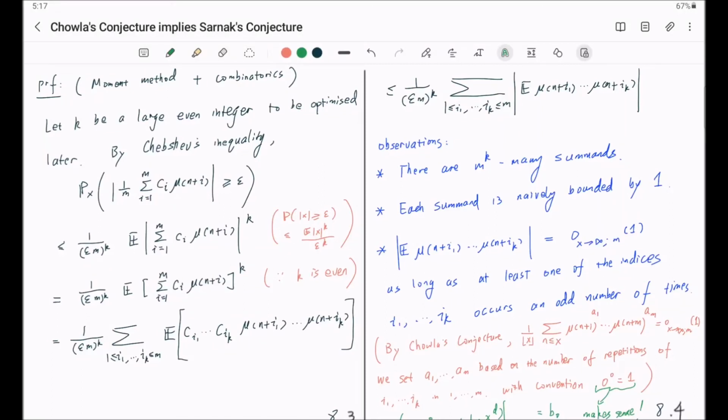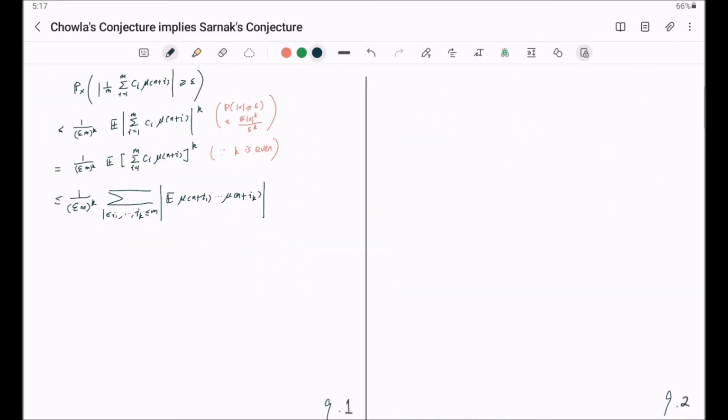Now, we're going to use those three observations to give a bound for this sum. Based on the observations above, we'll divide this sum into two categories based on the properties of the indices I sub 1 through I sub k. Specifically, we'll consider the following two categories.